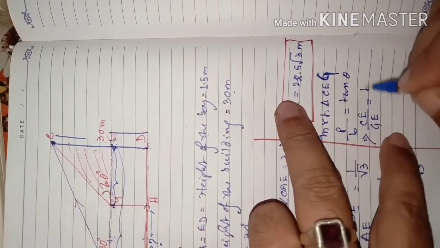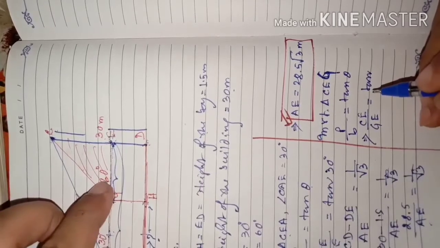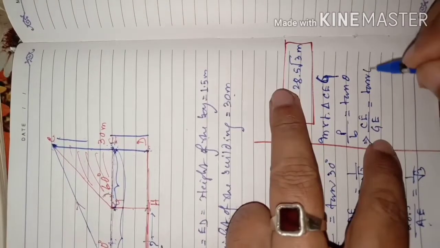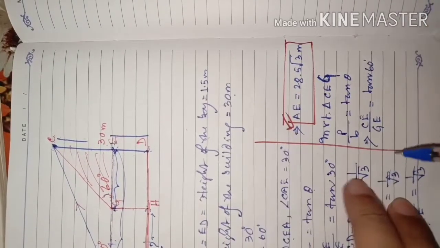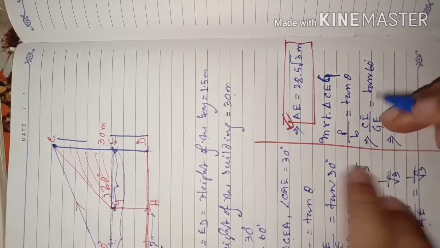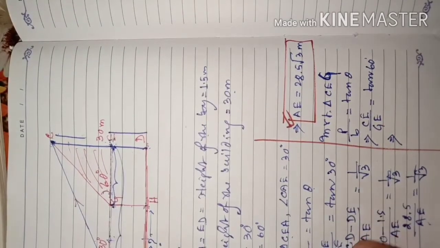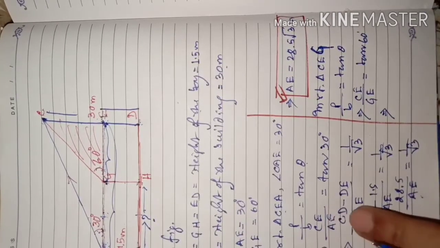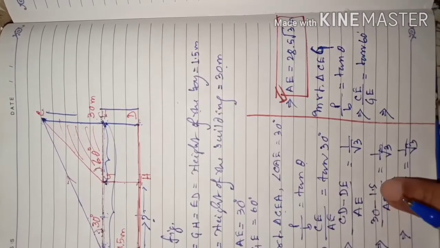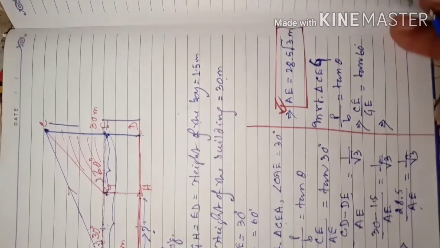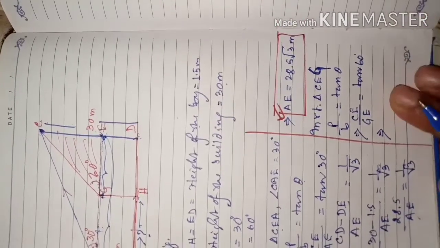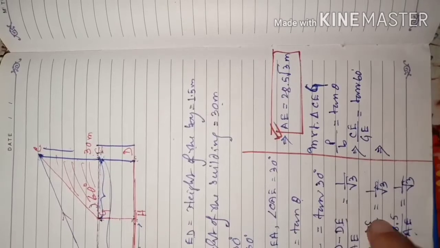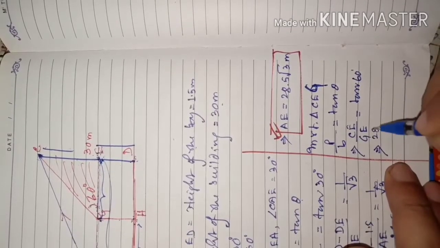So tan 30 degree, sorry, not 30 degree. What is the measure of this one? 60. So tan 60. Now you get here CE. What is the length of CE? Just now we have found out CE. CE was equal to CD minus DE, and that is 30 minus 1.5, that is equal to 28.5. This time we put CE directly as 28.5 here.